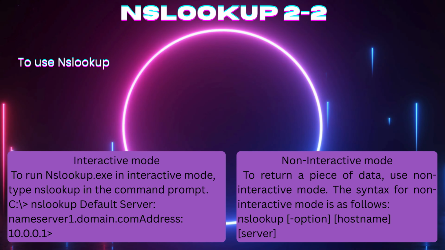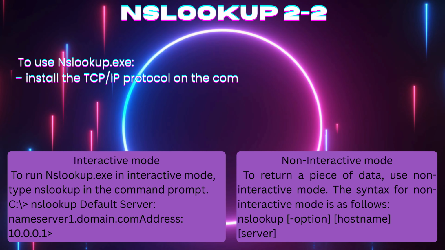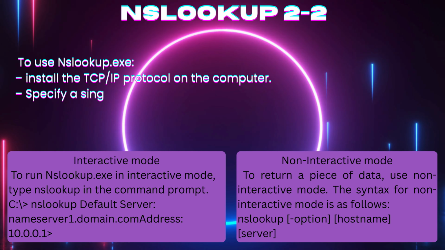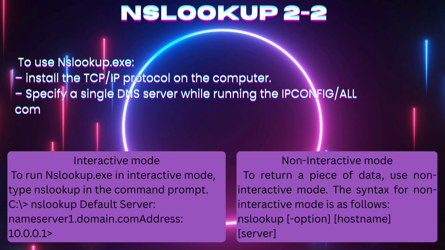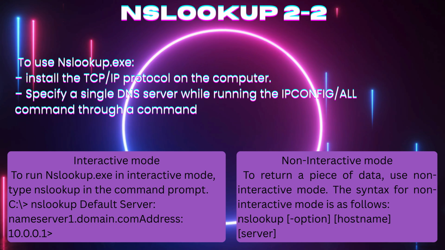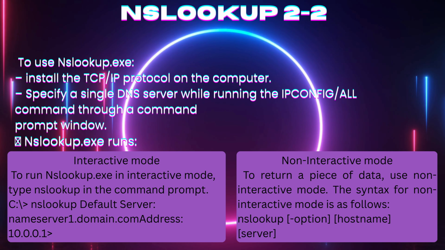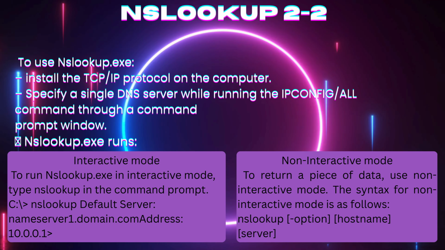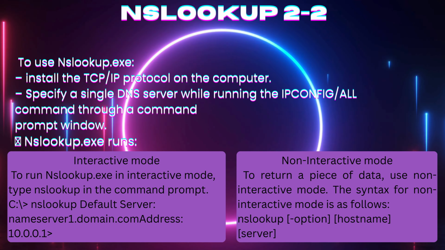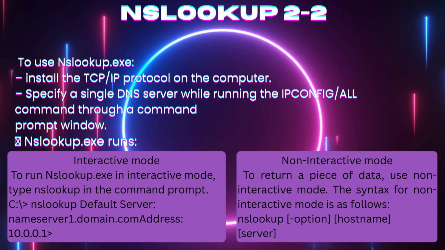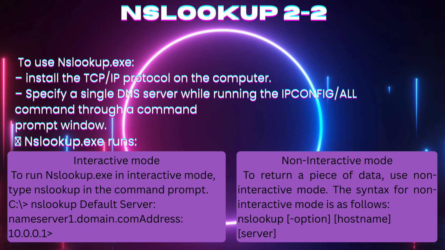NSLOOKUP 2-2. To use NSLOOKUP.x, install the TCP/IP protocol on the computer. Specify a single DNS server while running the ipconfig /all command through a command prompt window. NSLOOKUP.x runs interactive mode. To run NSLOOKUP.x in interactive mode, type NSLOOKUP in the command prompt. C:\> NSLOOKUP Default Server: Name server 1. Domain.COM Address: 10.0.0.1 >. Non-interactive mode. To return a piece of data, use non-interactive mode. The syntax for non-interactive mode is as follows: NSLOOKUP, option, hostname, server.